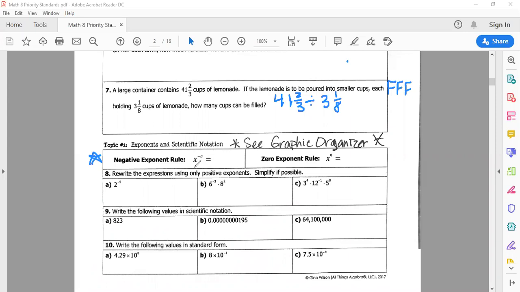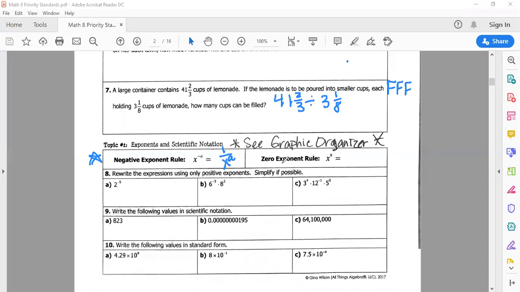All right, so x to the negative a. Remember, it doesn't make it a negative number. It makes it a fraction: 1 over x to the a. It's not a negative number. It's the reciprocal of the base. Find the reciprocal of the base.